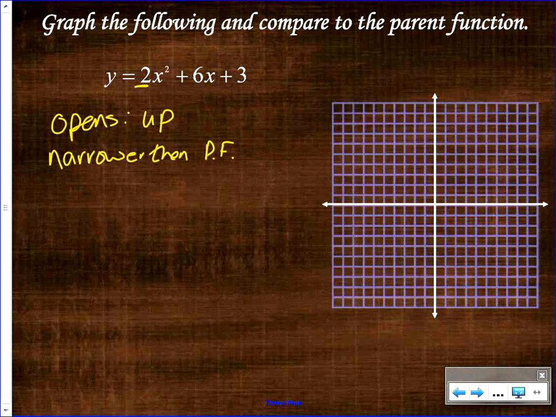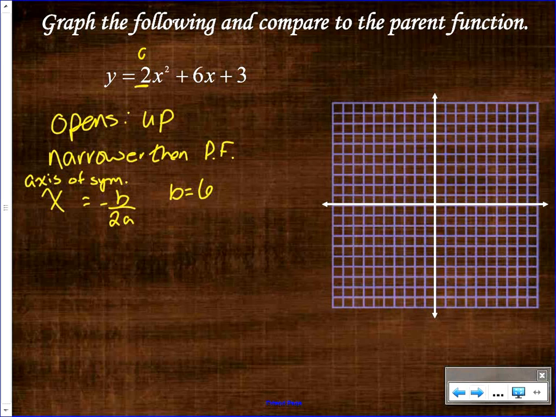And then we want to find my axis of symmetry, right? And to do that, it's x equals negative b over 2a. So what does b equal? Anybody know what b is? 6. How do we get b to be 6? Because it is very good.